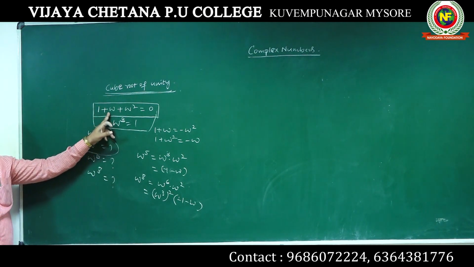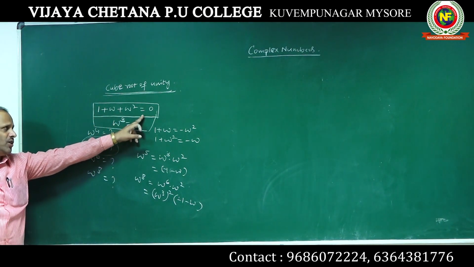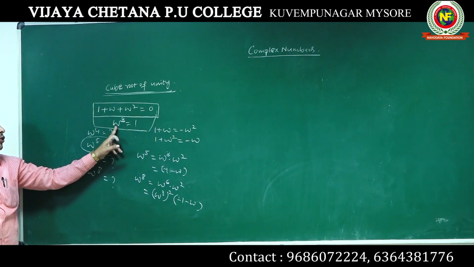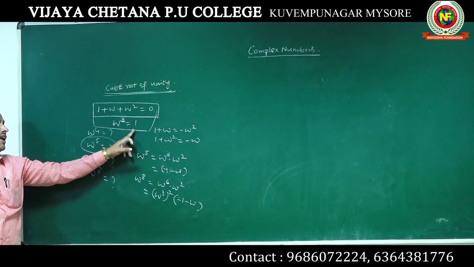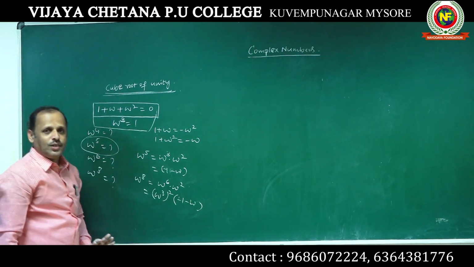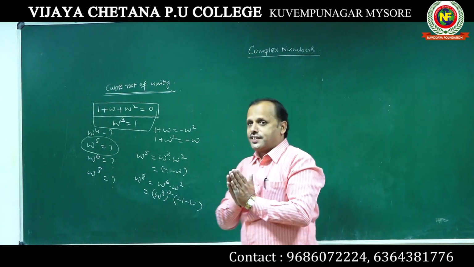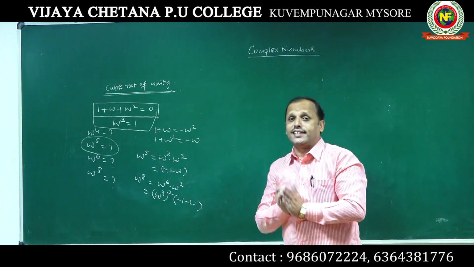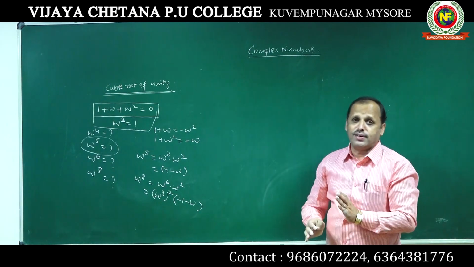1 plus w plus w square is equal to 0, and also w cube is equal to 1. It is called the cube root of unity. Okay, these are all the terms, this is all the basic concept of complex numbers.